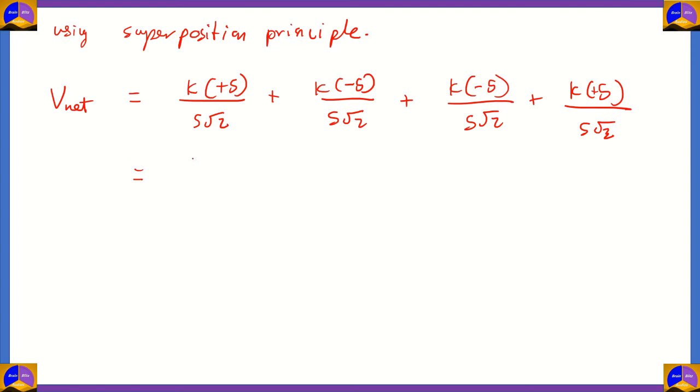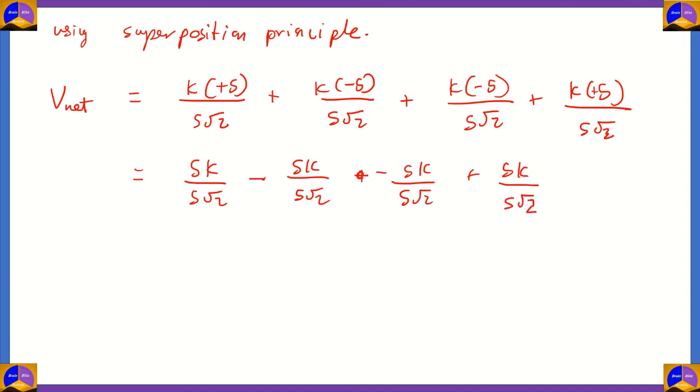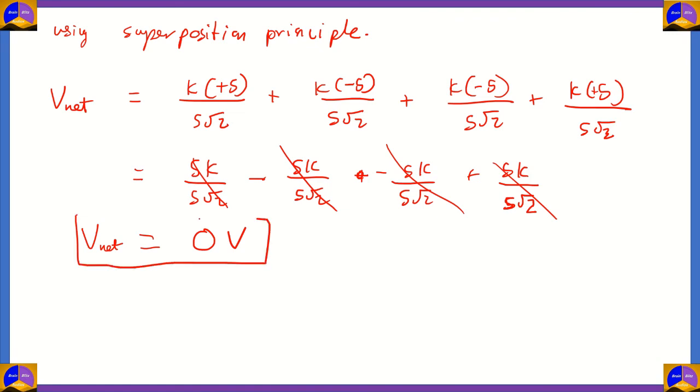Now, what can we do? We can write 5k divided by 5 root 2 minus 5k divided by 5 root 2 minus 5k divided by 5 root 2 plus 5k divided by 5 root 2. So as you can see, there are two positive 5k by 5 root 2 terms, and there are two negative 5k by 5 root 2 terms. Both of them cancel each other out, and the net potential here is 0 volts. So V net is equal to 0 volts.